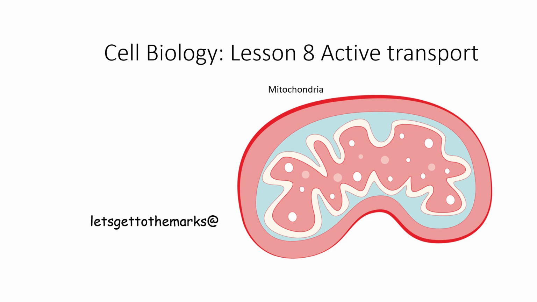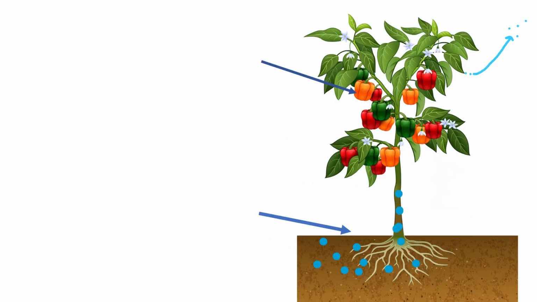You can see a picture of a mitochondria here. What do they do? Well, they release energy by aerobic respiration, and energy is what we need when we want to do active transport. So let's get to the marks.